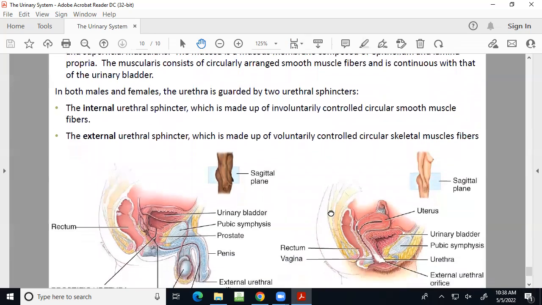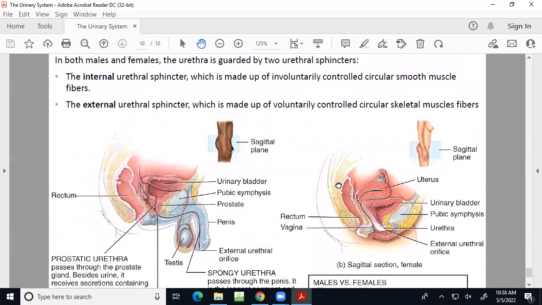Now, in both males and females, the urethra is guarded by 2 urethral sphincters, and it's a very similar situation to what we just talked about the other day with the 2 anal sphincters. There's an internal and then there's an external, and it's the same situation where the internal is involuntarily controlled, because it's made up of smooth muscle fibers, whereas the external is voluntarily controlled, because it's made up of skeletal muscle fibers.